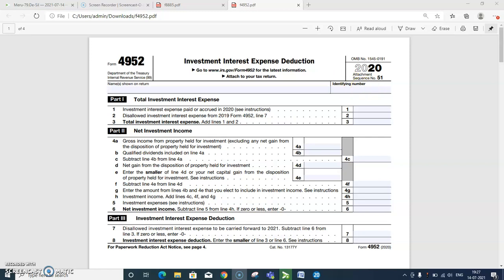The instructions for the Form 4952 Investment Interest Expenses Deduction and Form 6251, Alternative Minimum Tax for Individuals, instruct taxpayers on how to compute correct taxes under both systems. Ultimately, whichever of your Form 4952 shows the higher tax is the one you will have to file with the IRS. So now I will show you in our software Form 4952, Investment Interest Expenses Deduction.